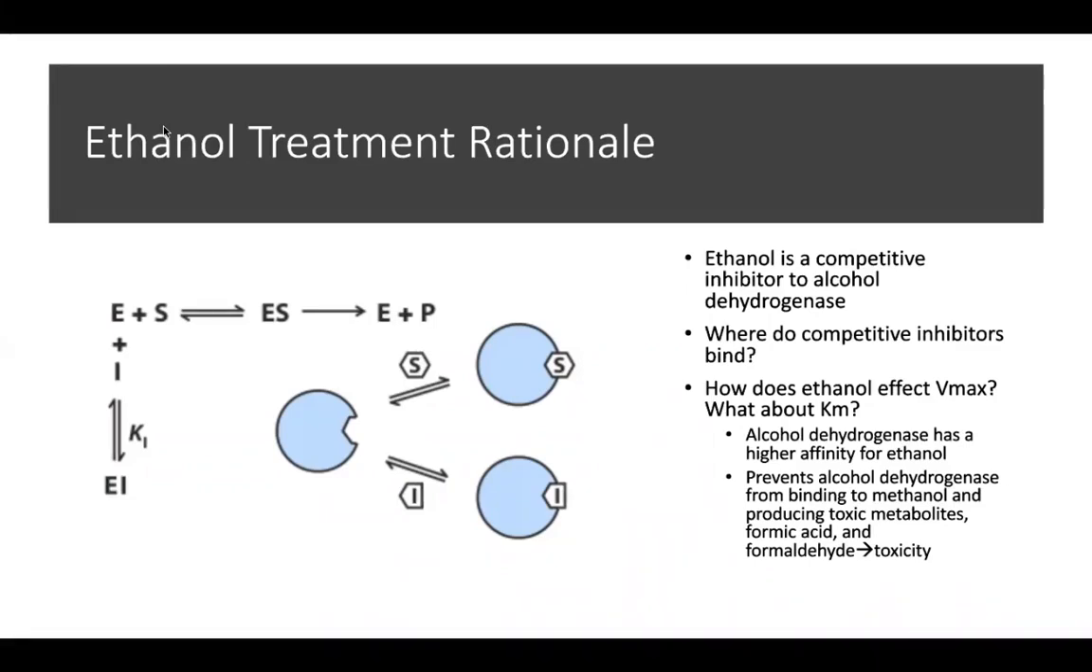Alcohol dehydrogenase has a higher affinity for ethanol than it does methanol. So when ethanol is present, it's going to be binding to the active site of alcohol dehydrogenase much more than methanol will be binding, reducing the effects of methanol. And by reducing the effects of methanol, this is going to prevent alcohol dehydrogenase from binding to methanol and producing toxic metabolites, formic acid and formaldehyde, which can lead to toxicity. So ultimately, ethanol is not going to change Vmax, but it will actually increase the Km, meaning that the alcohol dehydrogenase will have a lower affinity for methanol than it does for ethanol.